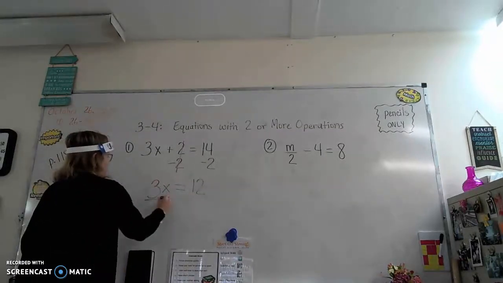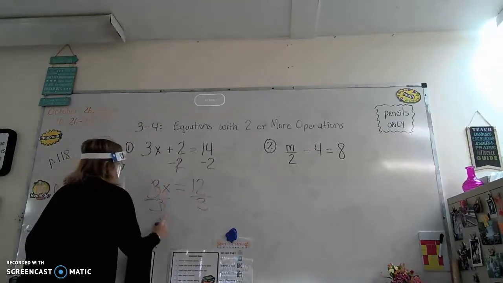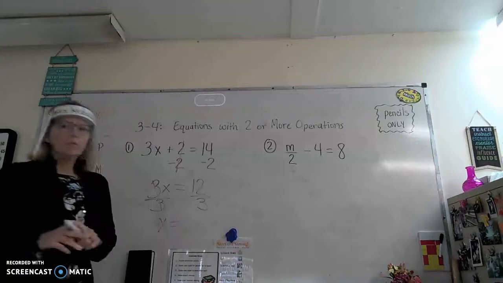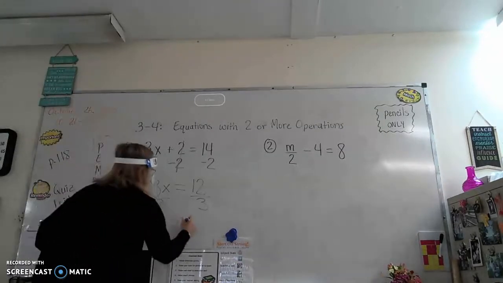Then we're going to do the opposite of multiplication. 12 divided by 3. So divided by 3 is 4. Good.